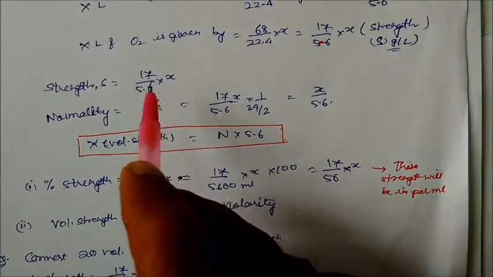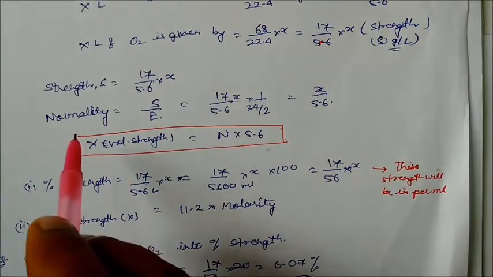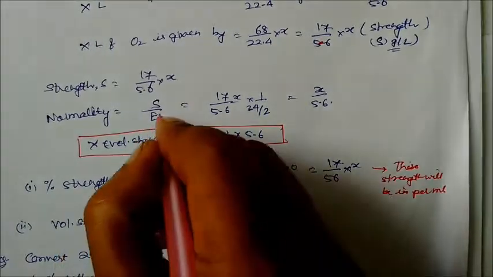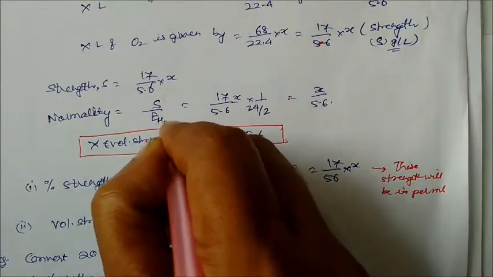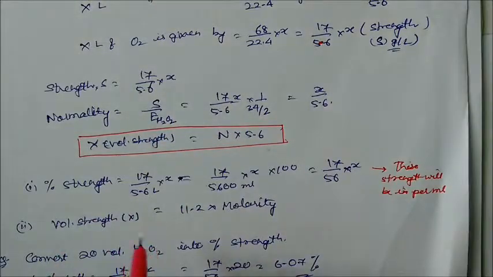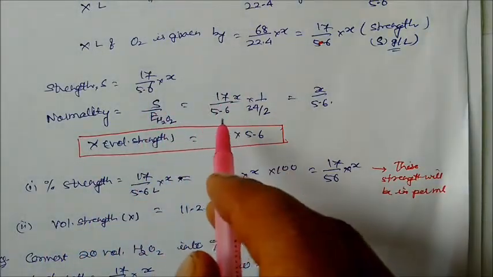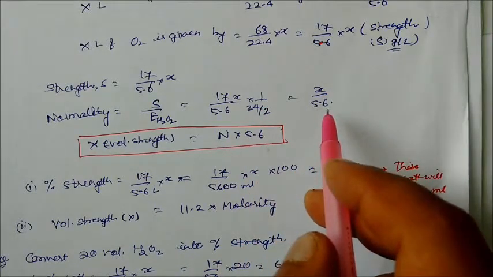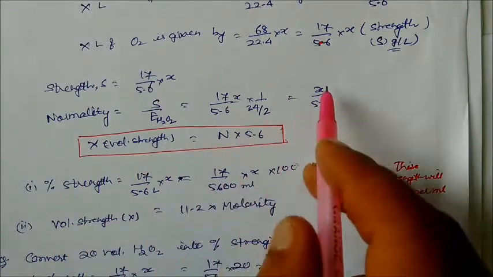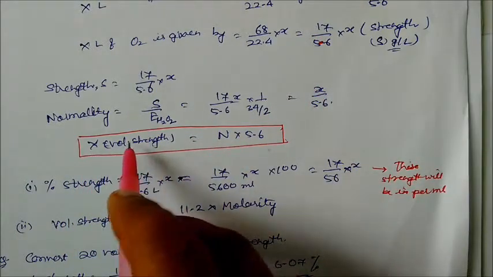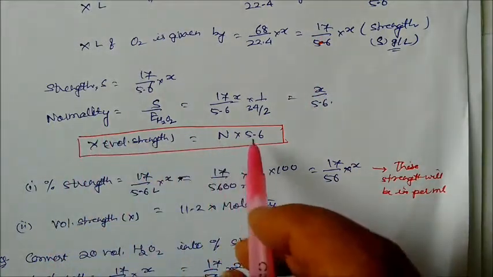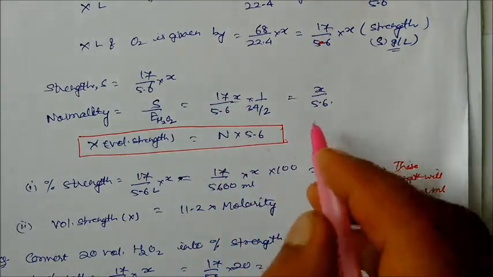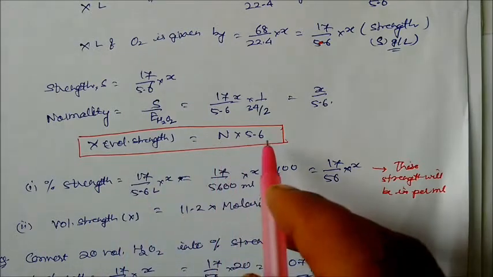Now if you recall, what is normality in terms of strength? Normality equals strength by equivalent weight. Here we are taking hydrogen peroxide, so this is the equivalent weight of hydrogen peroxide. First you write the strength 17X by 5.6 and multiply by 1 by 34 into 2. It will give you X by 5.6. So this X is nothing but the volume strength, and this is the normality. Normality into 5.6 equals volume strength. So this is our formula: volume strength equals 5.6 into normality.